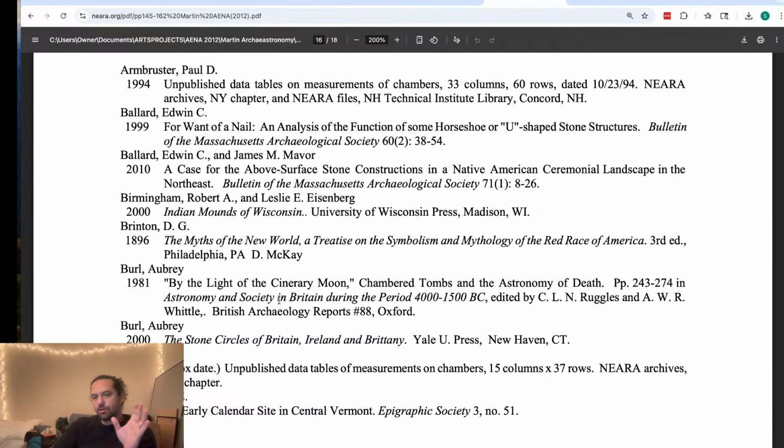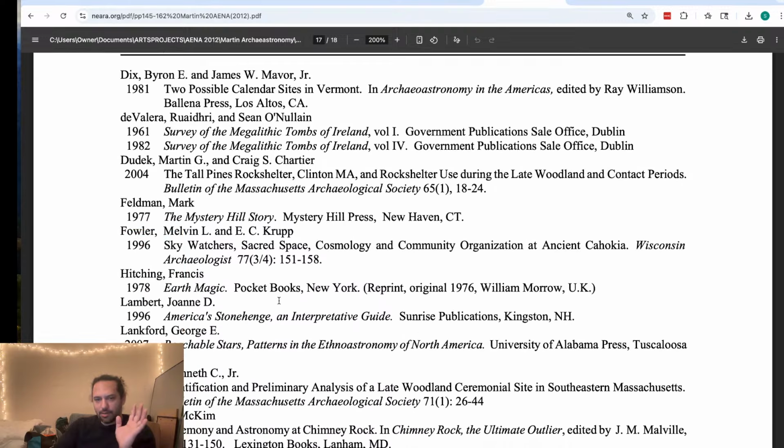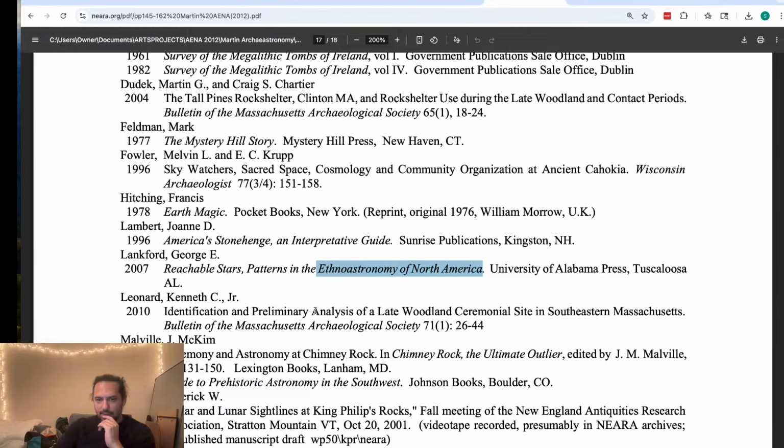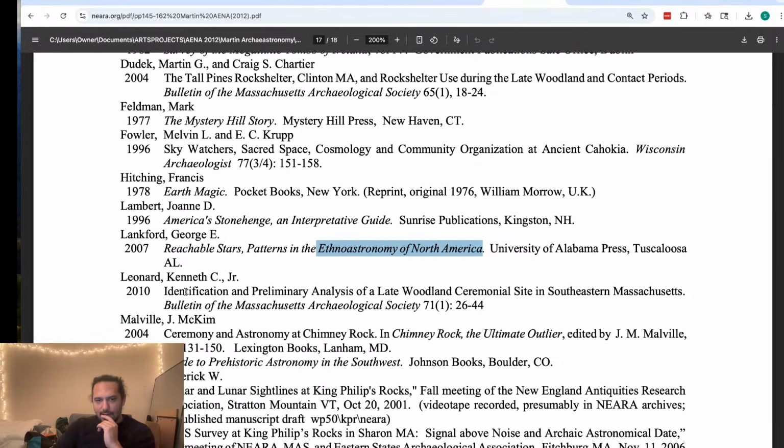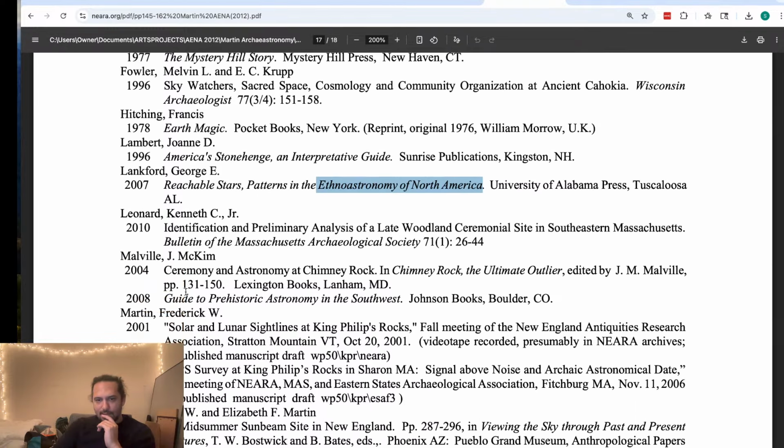The whole field of native archaeological astronomical observations is fascinating. That is definitely something I don't know much about. Ethnoastronomy of North America. Look at that. Huh. Tuscaloosa, Alabama. Really interesting stuff. There are so many rabbit holes. I could just pick any one of these.